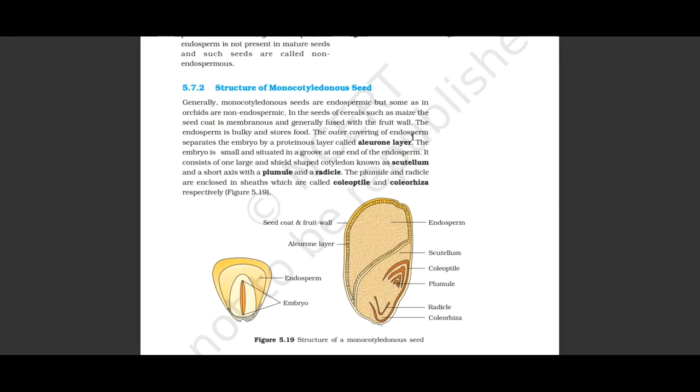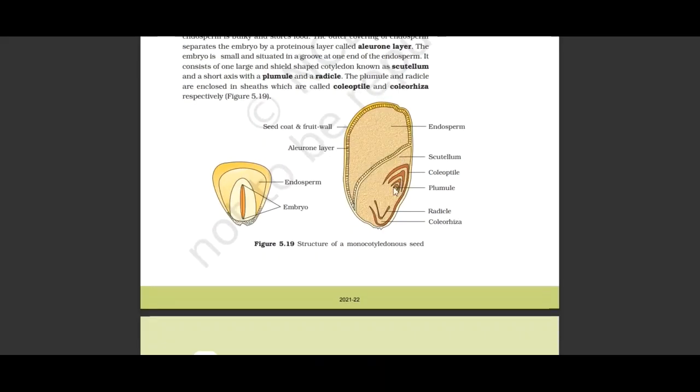The outer covering of the endosperm separates the embryo by a proteinous layer called the aleurone layer. The embryo is small and situated in a groove at one end of the endosperm. It consists of one large and shield-shaped cotyledon known as scutellum and a short axis with plumule and a radicle. The plumule and radicle are enclosed in sheaths, which are called coleoptile and coleorhiza respectively.